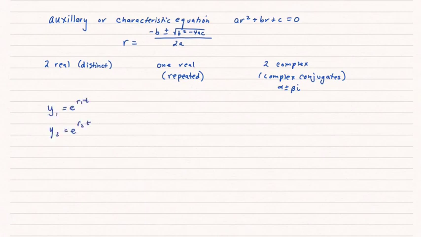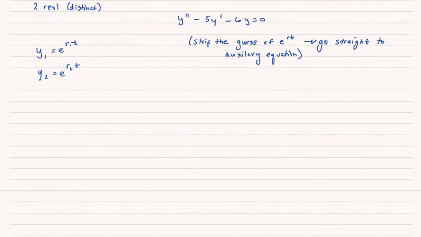Let's first focus on the two real or two distinct solutions. I'll get two solutions, an r1 and an r2, and those correspond to the independent solutions y1 equals e to the r1t and y2 is equal to e to the r2t. Let's look at an actual example of this. Let's use this as an example: y double prime minus 5y prime minus 6y equals 0. We're going to skip the guess of the e to the rt. We're going to go straight instead to the auxiliary equation. And that would be r squared minus 5r minus 6 equals 0. Notice how it matches with my original differential equation.